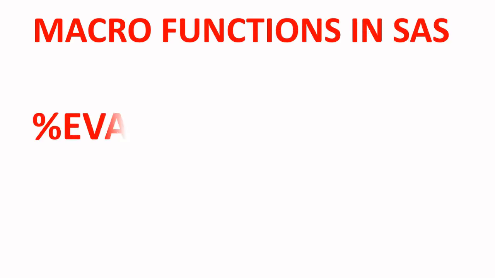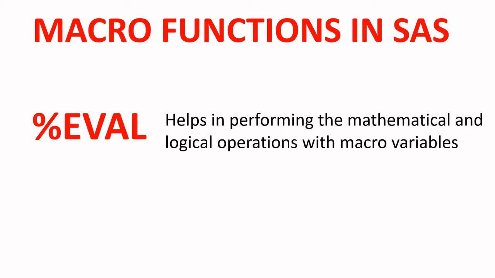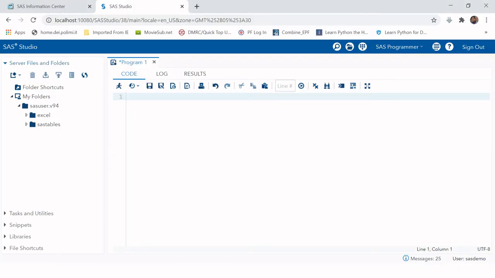So the first thing we're going to learn today is eval. Let's have a look at its definition. It says it helps in performing mathematical and logical operations with macro variables. This means the eval function will enable you to perform mathematical and logical operations with the value stored in a macro variable. Let's go to the SAS session and try to understand.